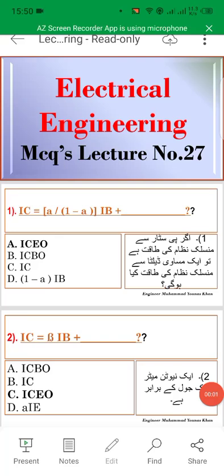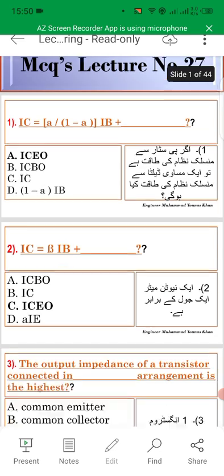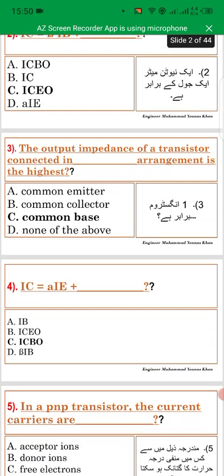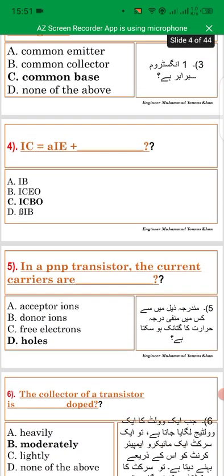IC is equal to alpha by 1 minus alpha IB plus ICEO. IC is equal to beta IB plus ICEO. The output impedance of a transistor connected in common base arrangement is the highest. IC is equal to alpha IE plus ICBO.